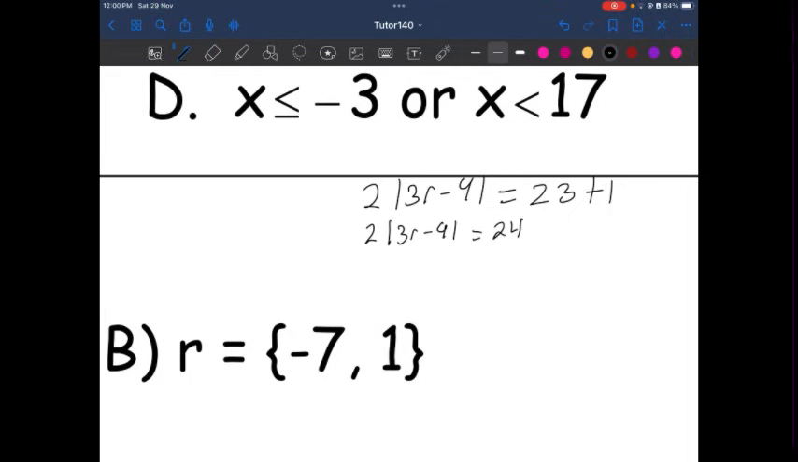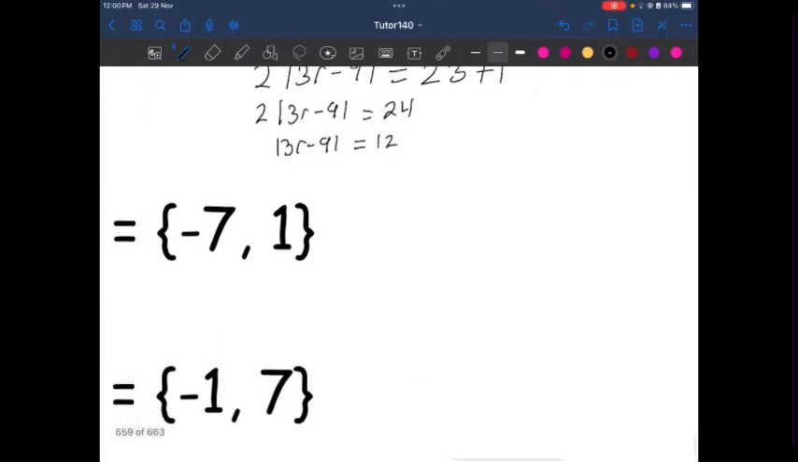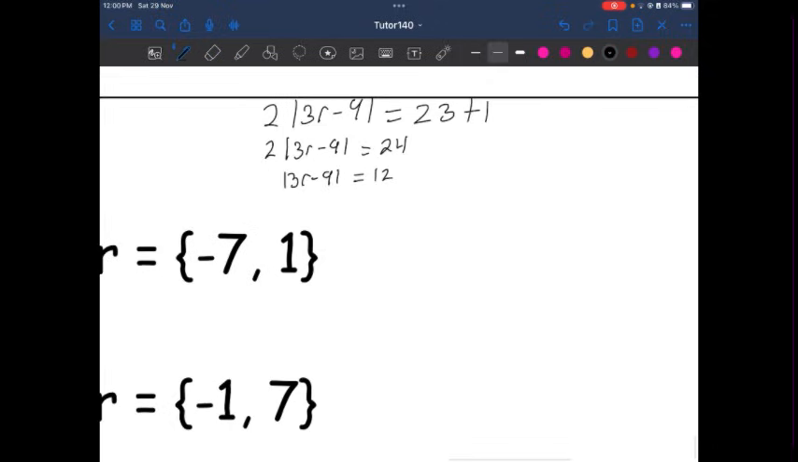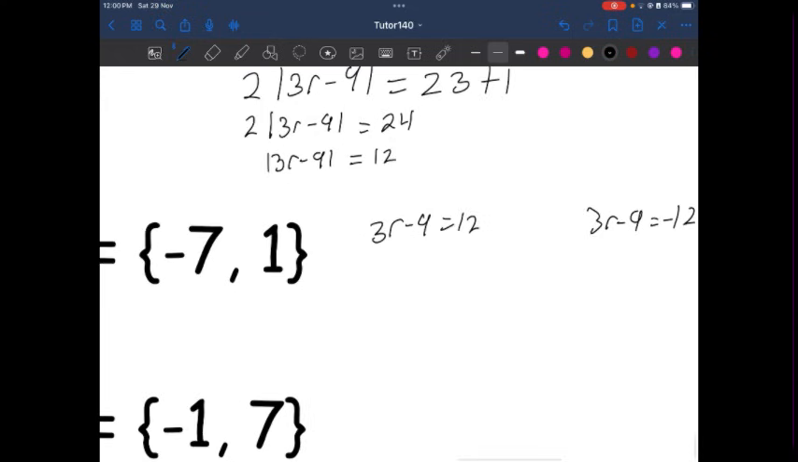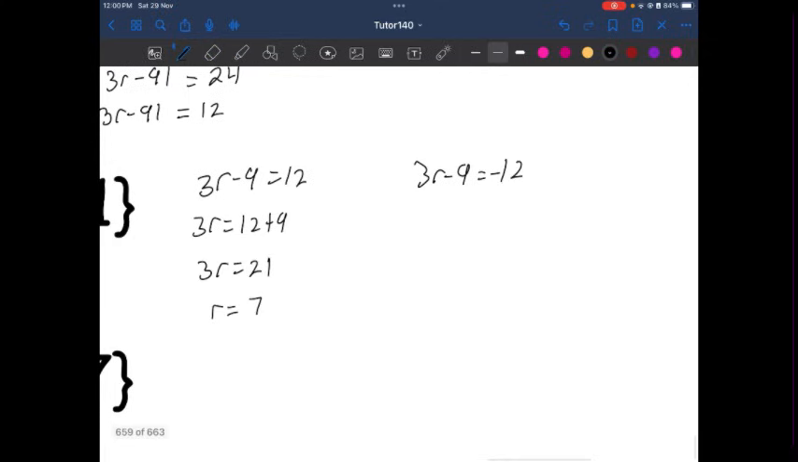Now we're going to divide both sides by 2. So you have the absolute value of 3r minus 9 equals 12. Now we could take it out of the absolute value. Either 3r minus 9 is equal to positive 12, or 3r minus 9 is equal to negative 12. You're going to send 9 over. 3r is equal to 12 plus 9. 3r is equal to 21. R is equal to 7. 21 divided by 3 is 7.